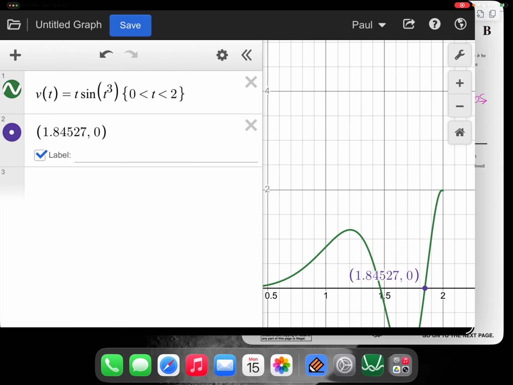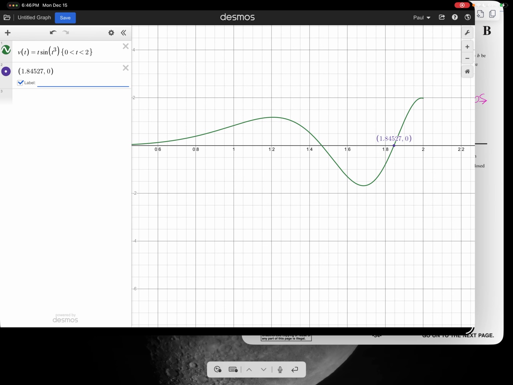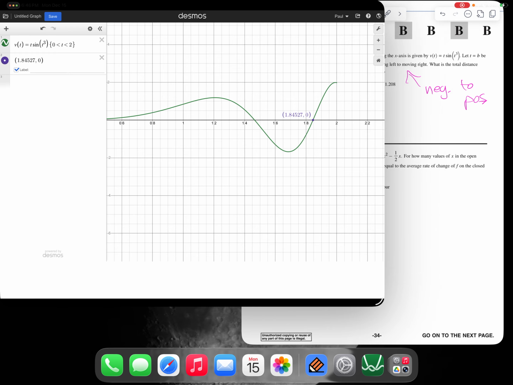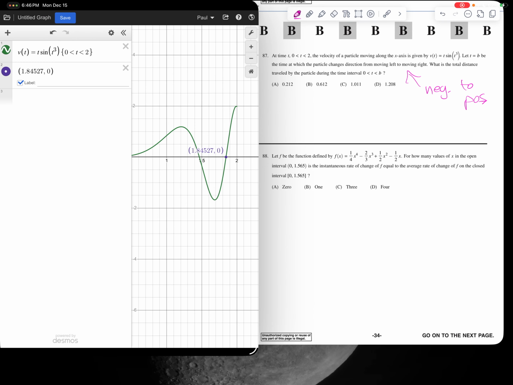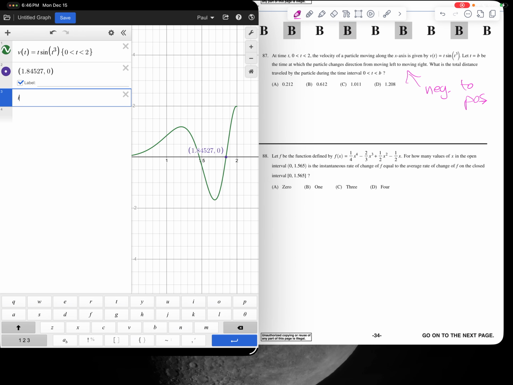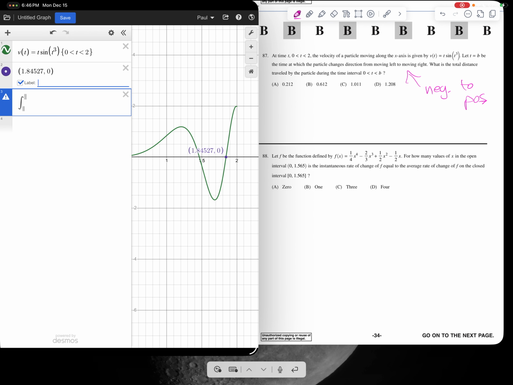I can get my keyboard back here. Oh, and look, Desmos will not let me label this point B, but you'll be able to do that on a bigger screen. What is the total distance traveled by the particle during that interval? Okay, so now what we want is an integral again. So I'm going to type int. I'm going to go from, let's see if Desmos will quickly, nope, it won't let me label it that way.